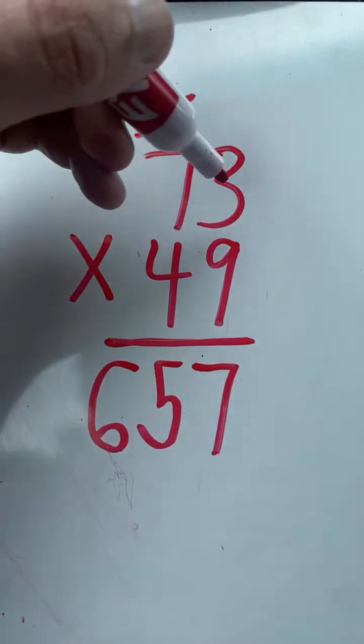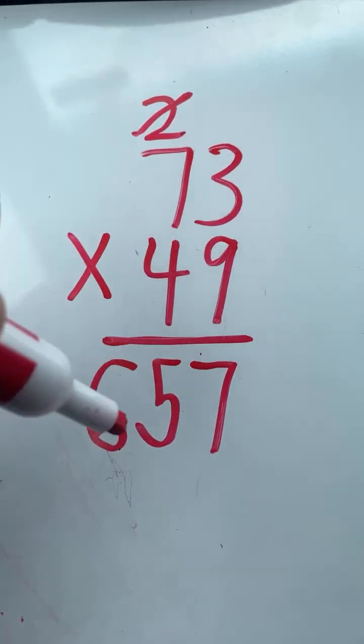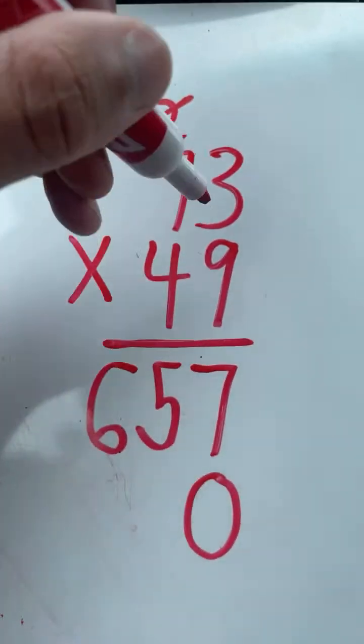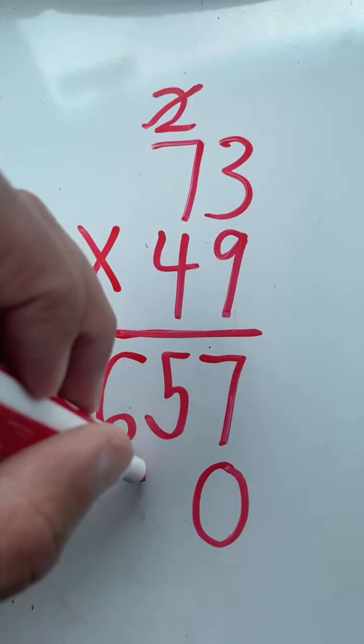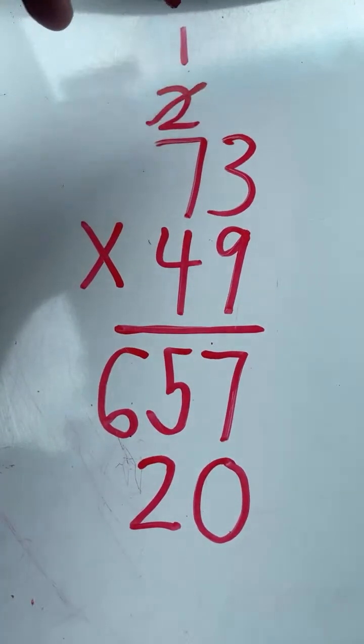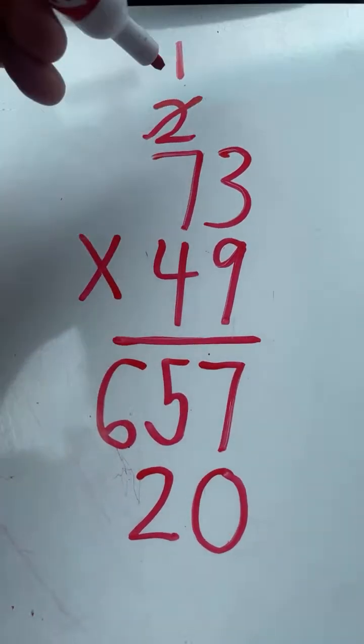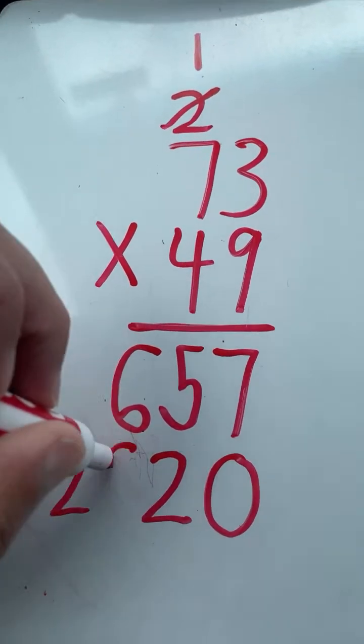Next, we've got to multiply the top 2 digits times the bottom digit in the tens place. And we're putting a 0 in the ones place since both digits in the ones place have been multiplied. 3 times 4 equals 12. 2, carry the 1. 7 times 4 equals 28, plus 1 equals 29.